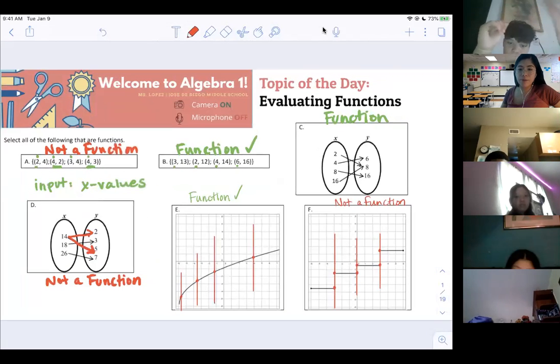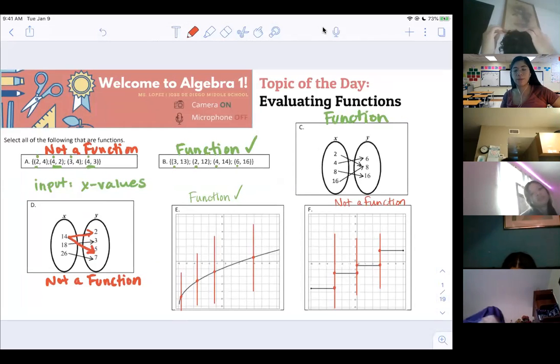So at this point, even if you missed class on Thursday, do I have any questions on what a function looks like and what a function doesn't look like?